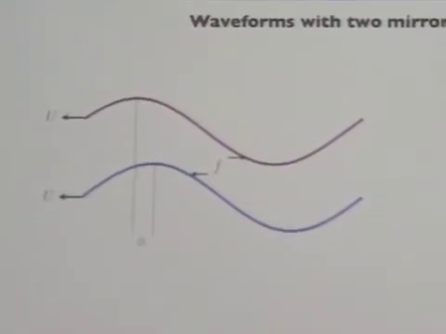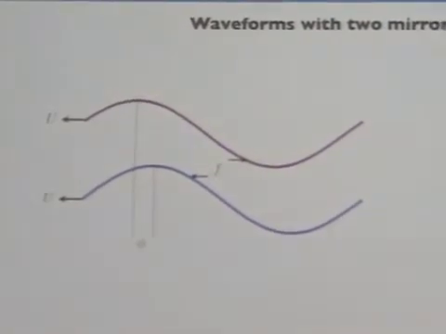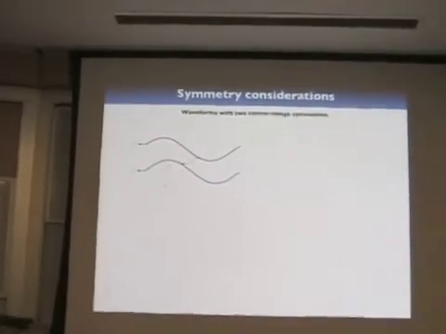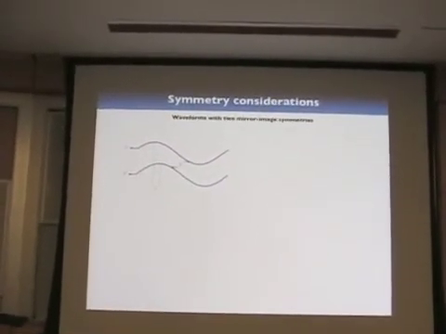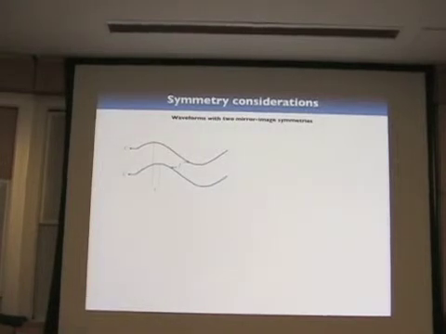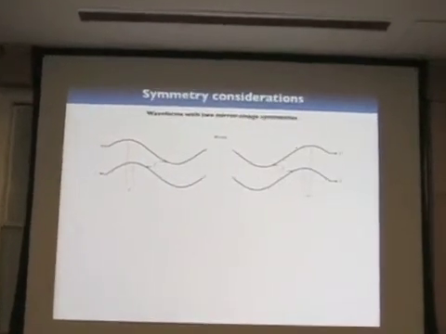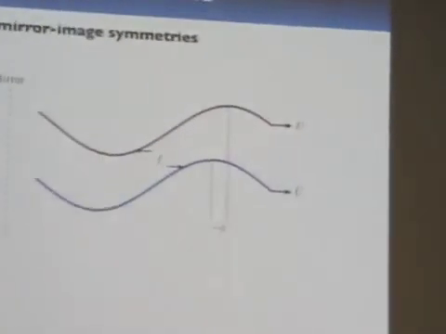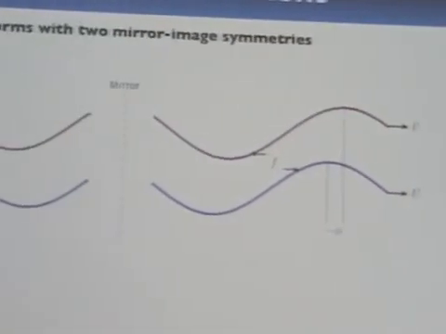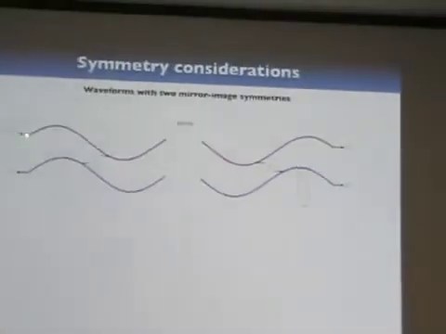What we're going to consider here is that in addition to these geometrical constraints, we're going to consider waveforms which are also front-back symmetric, like a sine wave. What that means is that I can take a mirror image symmetry of this waveform and I get something that looks the same.